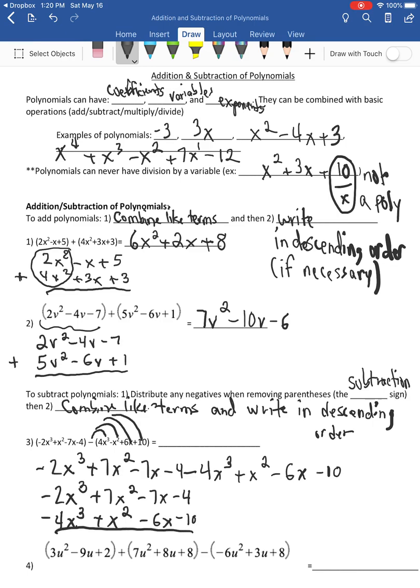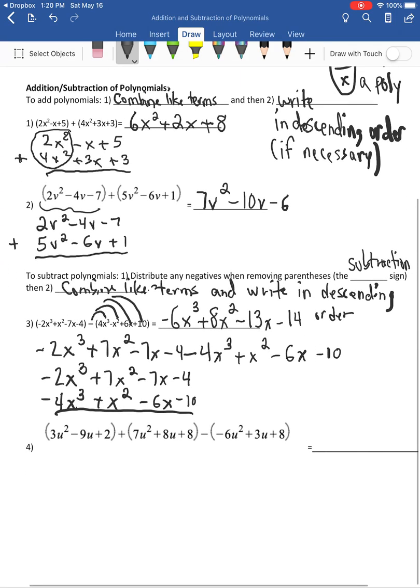All right, then from here we're going to combine negative 2x cubed and negative 4x cubed makes a negative 6x cubed. 7x squared and x squared makes an 8x squared, positive 8x squared. Negative 7x, negative 6x, negative 13x. Negative 4 and negative 10 make negative 14.